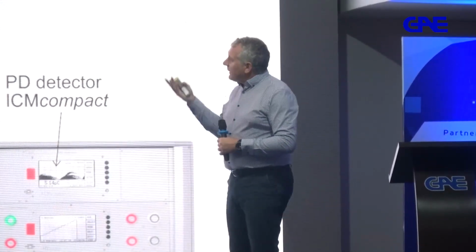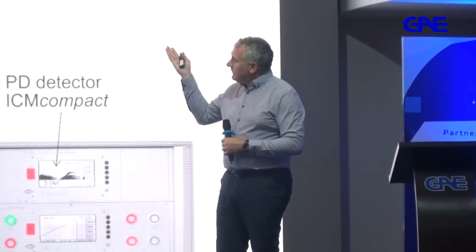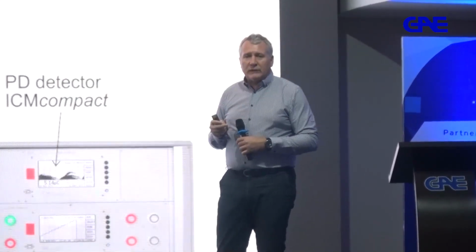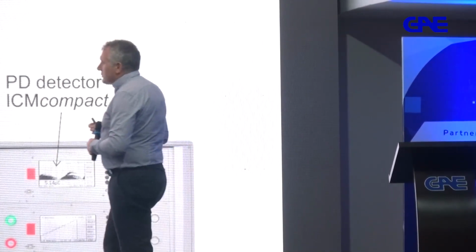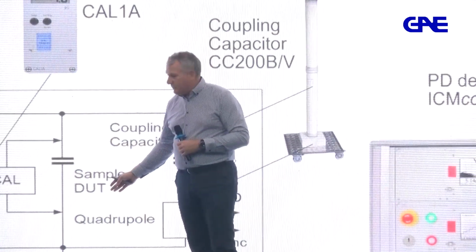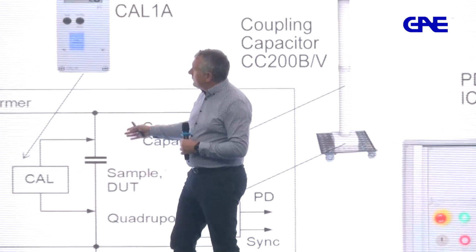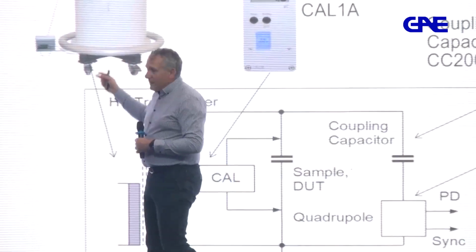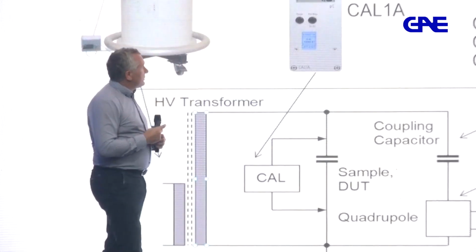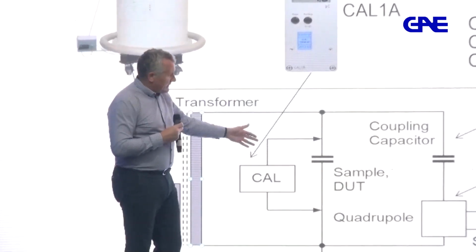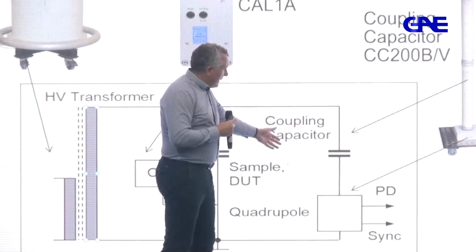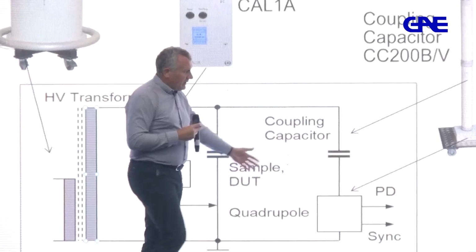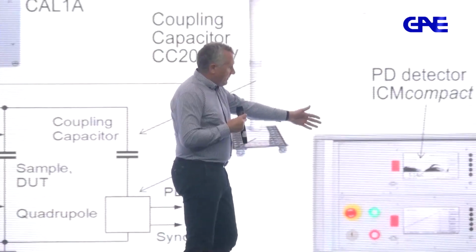So again, in this case, an example that resembles a bit what I showed you with a transformer initially, but it's just a one channel situation here. So you will have a sample. The sample basically needs to be, again, powered at a certain voltage. How do you do that? You do that through a PD-free step-up transformer. You will be able to calibrate, naturally, the test circuit. You will have a coupling capacitor reading signals from the test object, and eventually you will have this ICM compact.